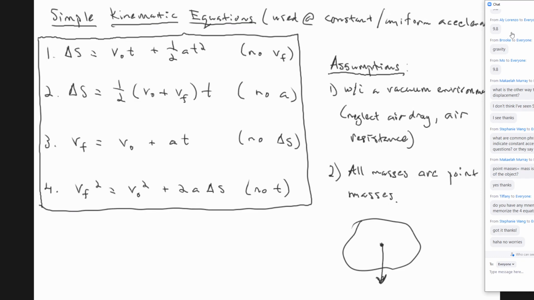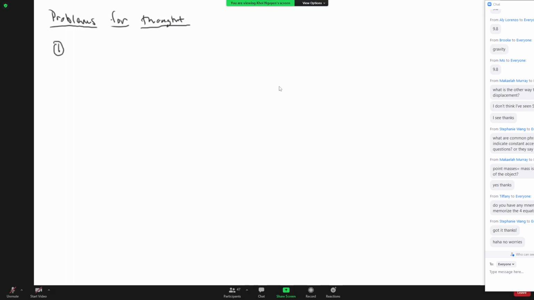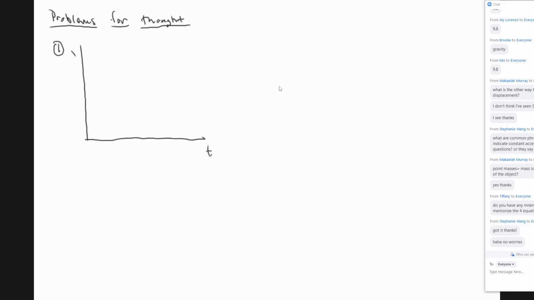Cool. Awesome. So now let's move on. Let's get you guys thinking. I'm going to call these problems for thought. They're getting you guys thinking about typical university type questions with position versus time, velocity versus time, and acceleration versus time.